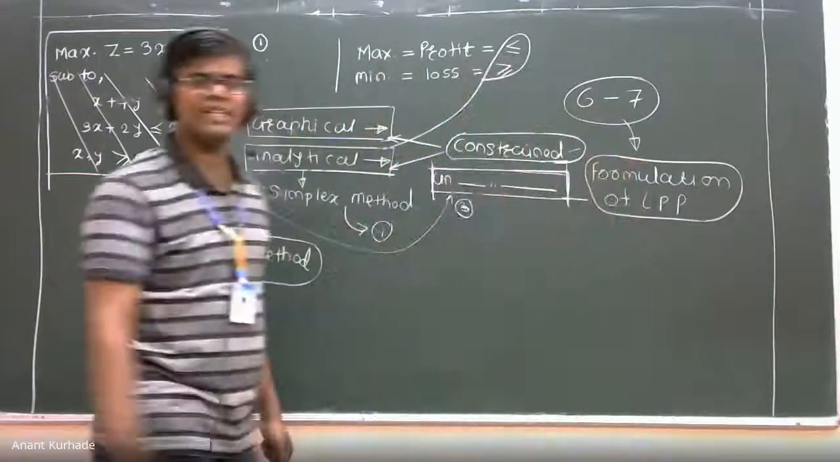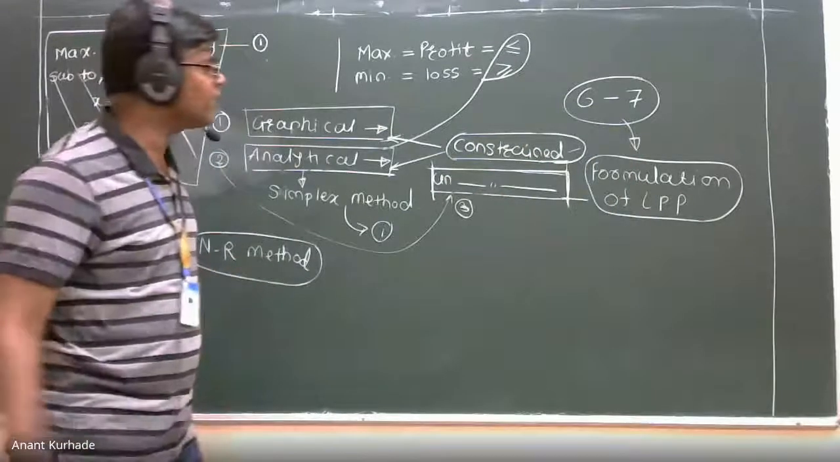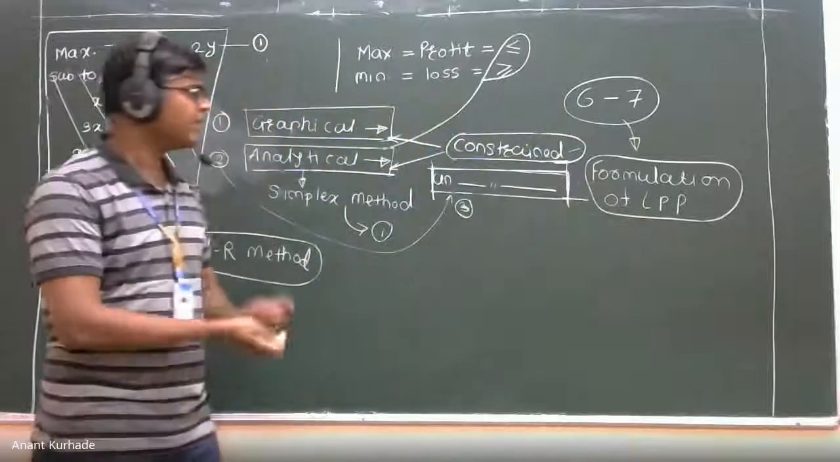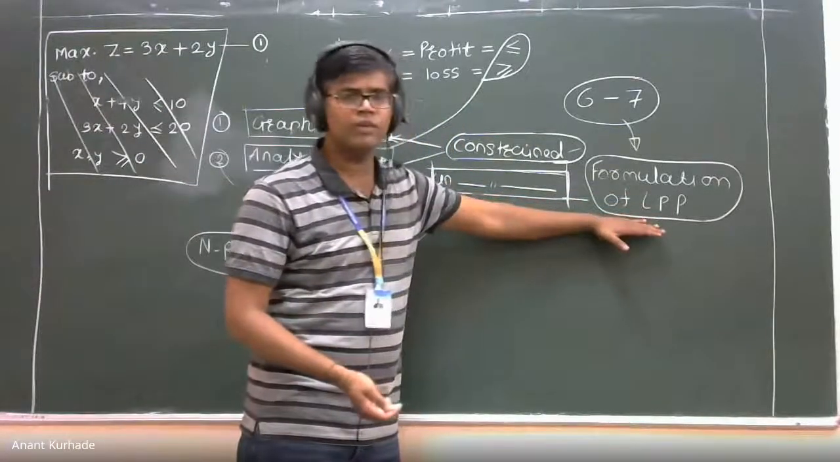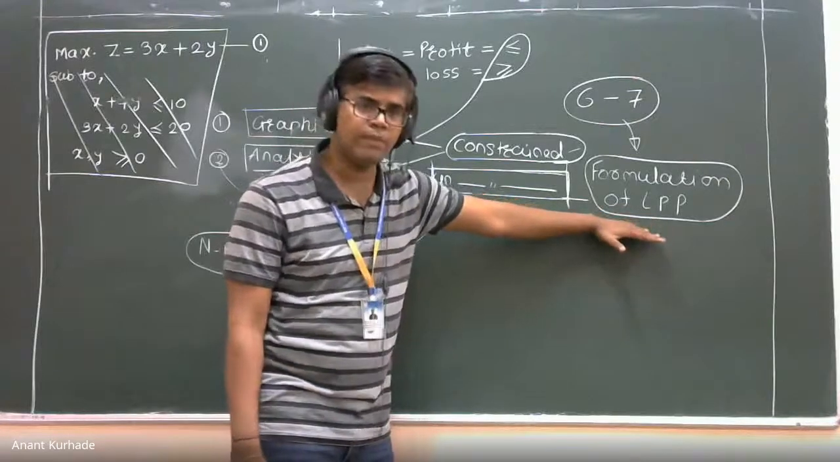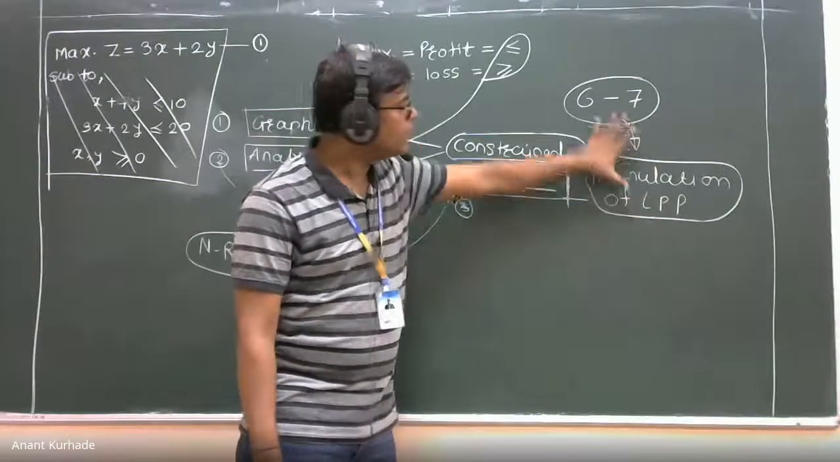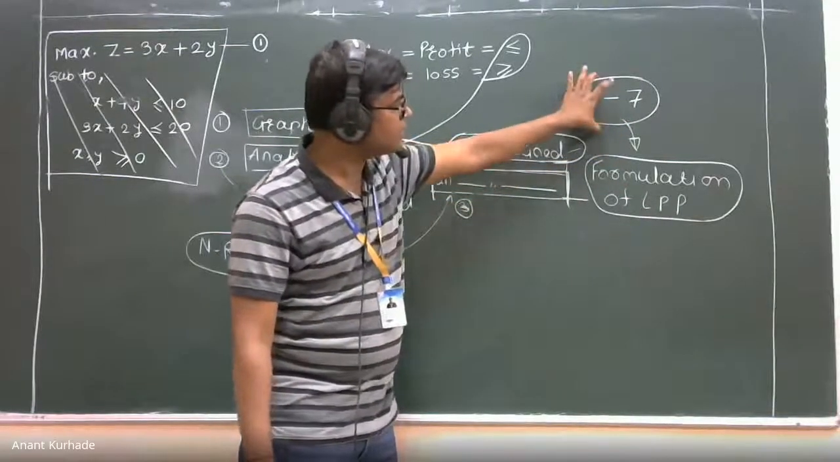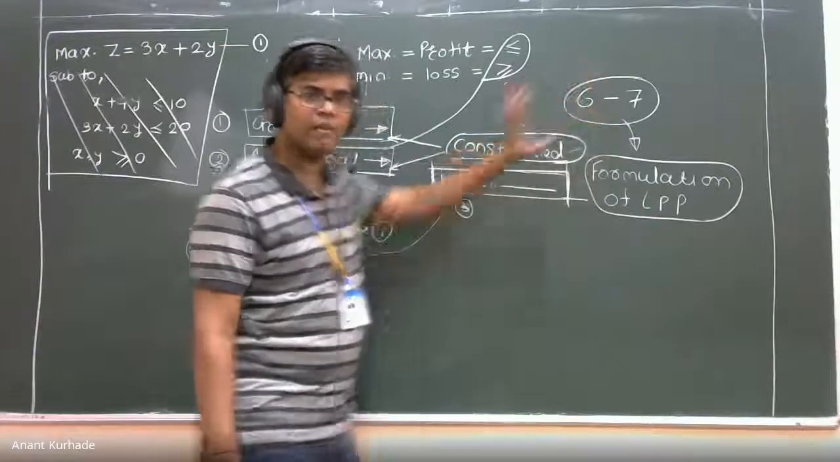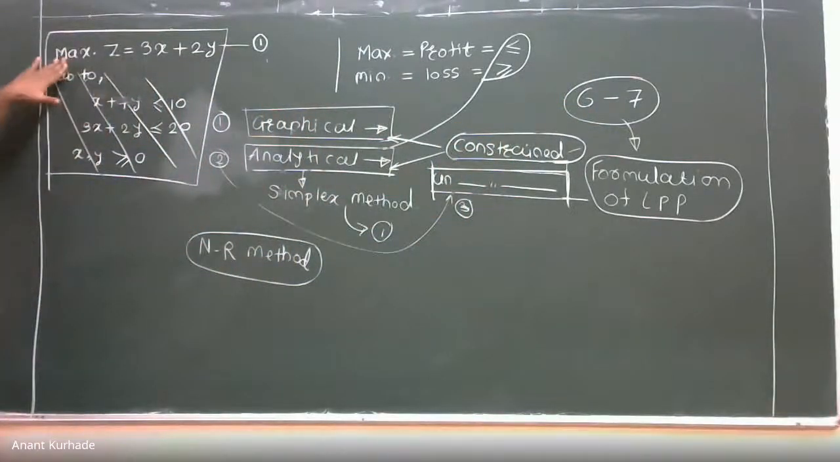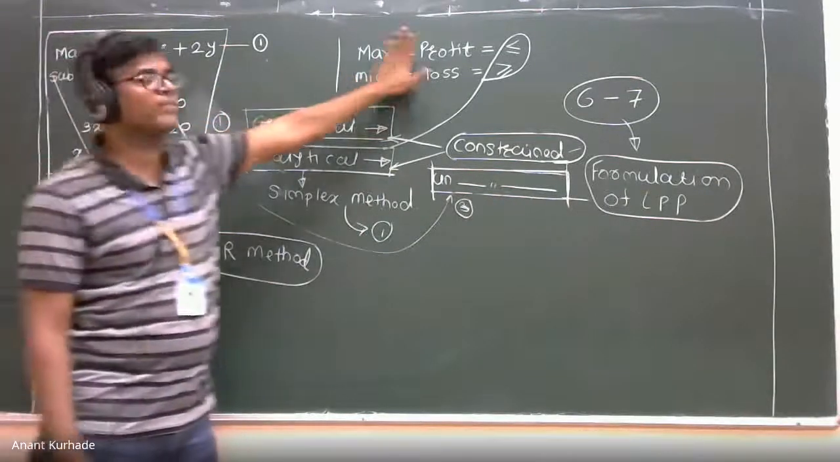It is called linear because it does not have any trigonometric, logarithmic, exponential, or power equation. So, formulation of LPP. Today we will study how to form this LPP, by understanding these 6 to 7 lines of the problem and converting it into this standard format, maximize or minimize. Just focus here. This is important.